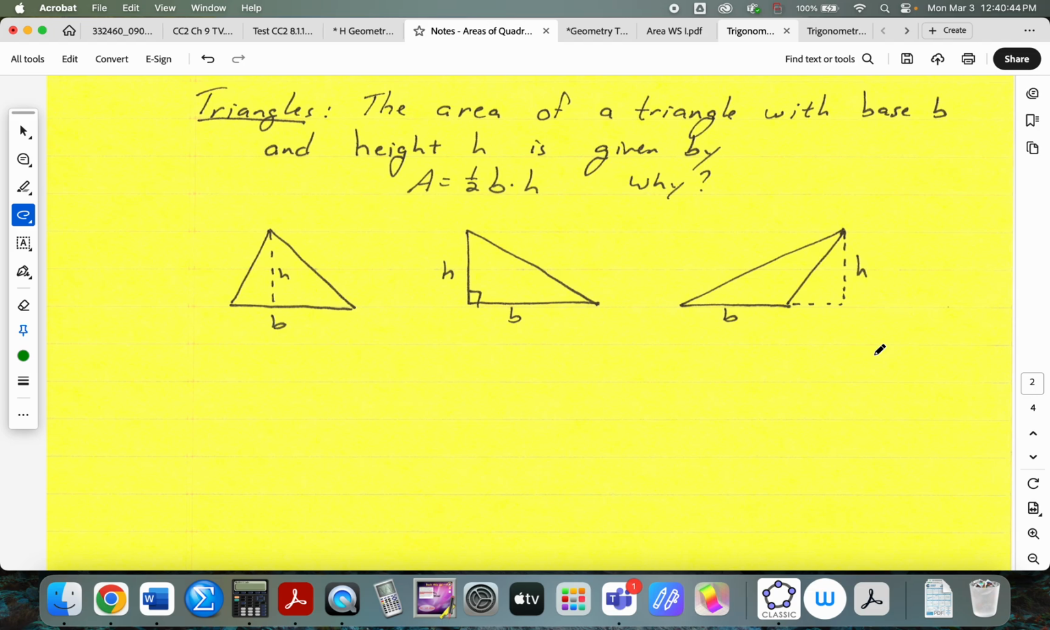Well, not always half of a rectangle, but always half of a parallelogram. Yeah. If you copied and pasted that triangle on here, you'd have a parallelogram. We just have half of that. So that's why it's half base times height. In a right triangle, we can use the legs as the base and the height. And sometimes the height will be outside of the figure. Okay, if you have an obtuse triangle, that can happen.